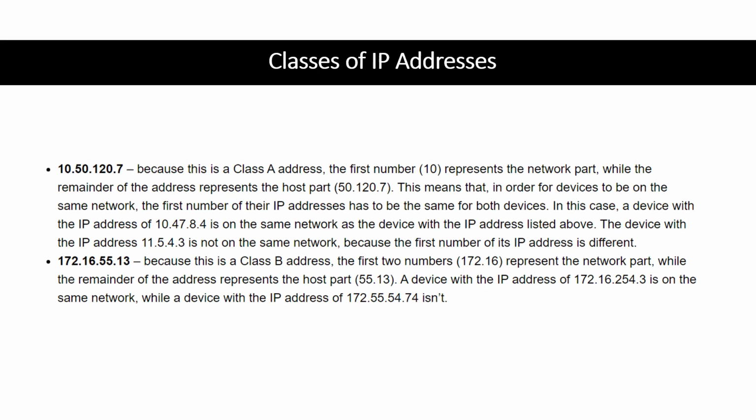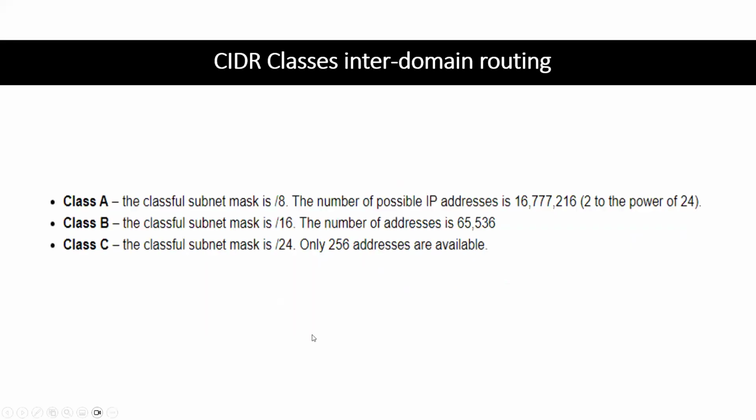Here's another example, 172.16.55.13. This is a class B address by definition. The first two numbers, 172.16, represent the network part, while the remainder of the address represents the host part, 55 and 13. A device with the IP address of 172.16.254.3 is on the same network, while a device with the IP address of 172.55.54.74 is not. And that's just an example.